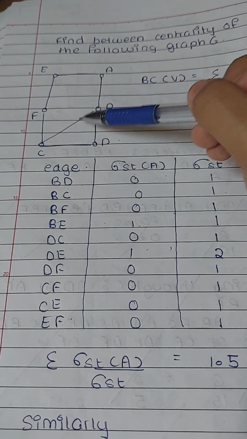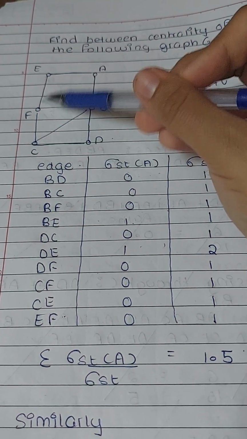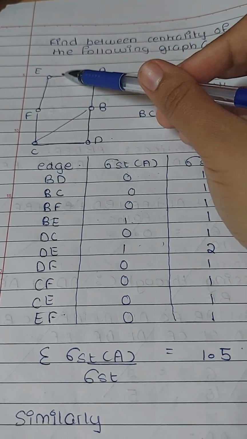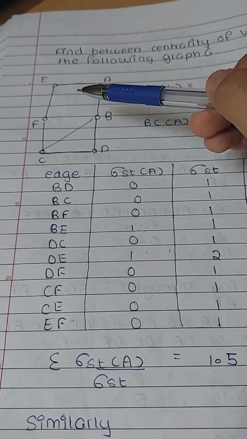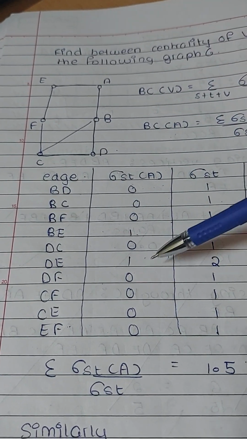For DE, there are two paths. There is one path like this, 1, 2, 3, and there is one path like this, 1, 2, 3. These are the shortest paths. Now one of these paths does include A, so we write 1 over here.